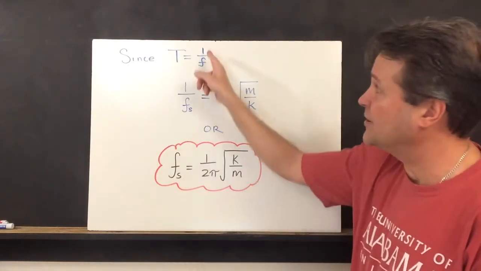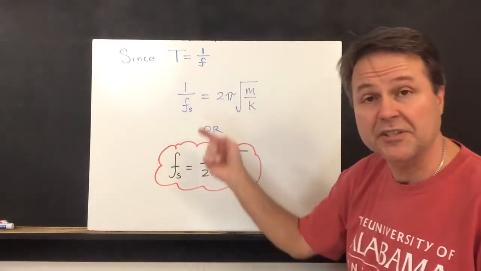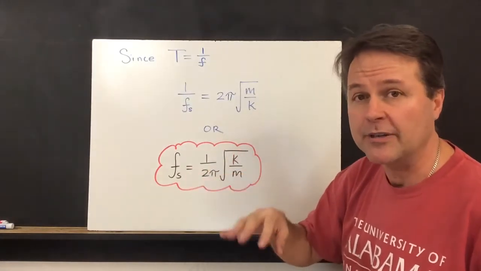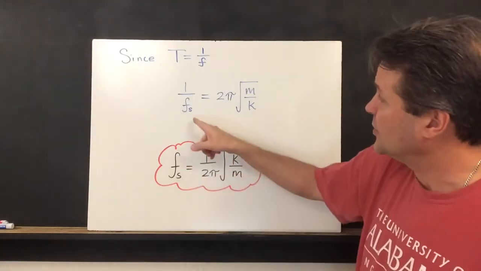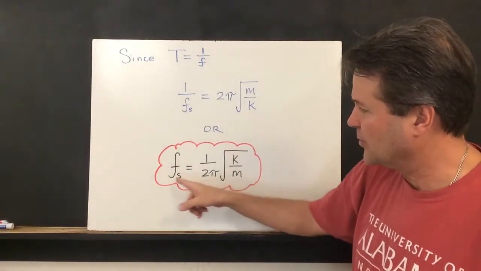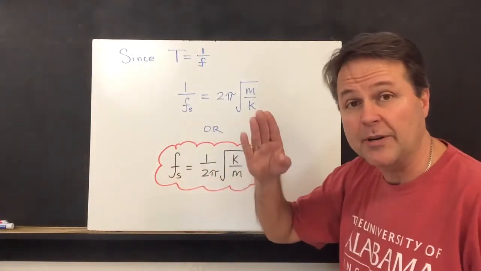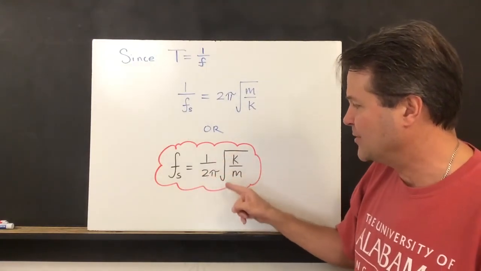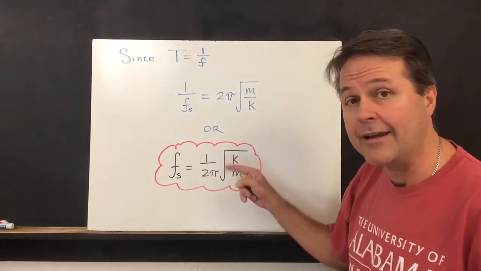So since period is equal to 1 over frequency, we can substitute that and change the formula from in terms of period to in terms of frequency. So the substitution leads to this formula where the frequency of the spring vibration is going to be equal to 1 over 2 pi times the square root of the ratio of k over m.